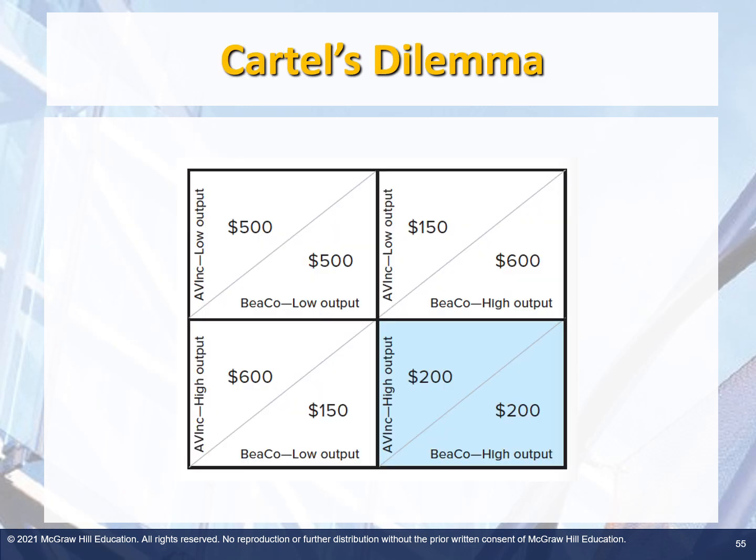The cartel's dilemma explains the challenges faced by firms in a cartel when they try to maintain cooperation to set prices and output levels. Despite agreeing to cooperate, individual firms have an incentive to cheat to gain more profit, which can lead to the collapse of a cartel. They agree to limit production to keep prices high. Here are the possible outcomes.